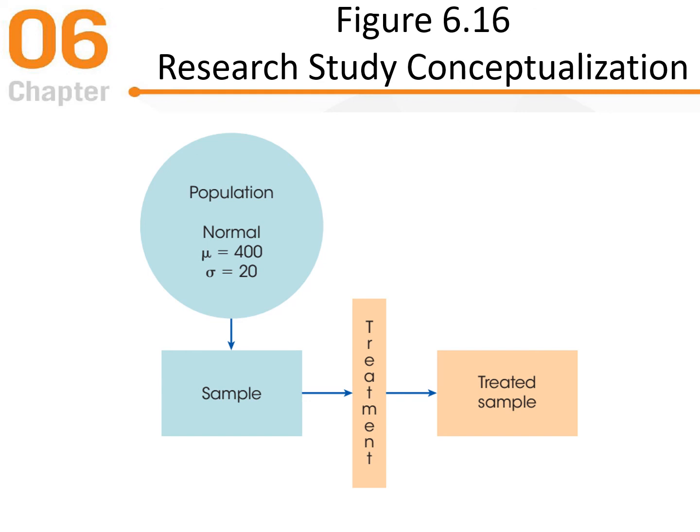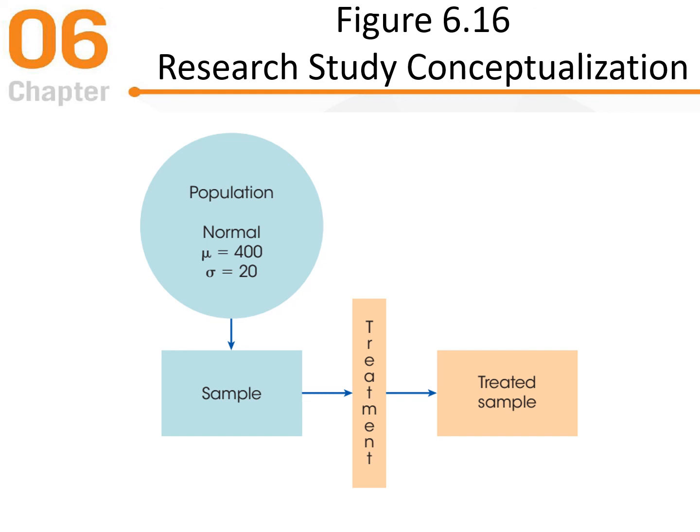So let's say the population has a mean of 400, it's normally distributed, and the standard deviation is 20. I then take a sample from that population. I give that sample some particular treatment. I hope that that sample now has a mean that is a lot different than 400. If my treated sample has a mean of 400 or close to 400, then guess what? The treatment didn't work because there's no difference now, right? The sample basically is around 400 because the treatment didn't do anything.